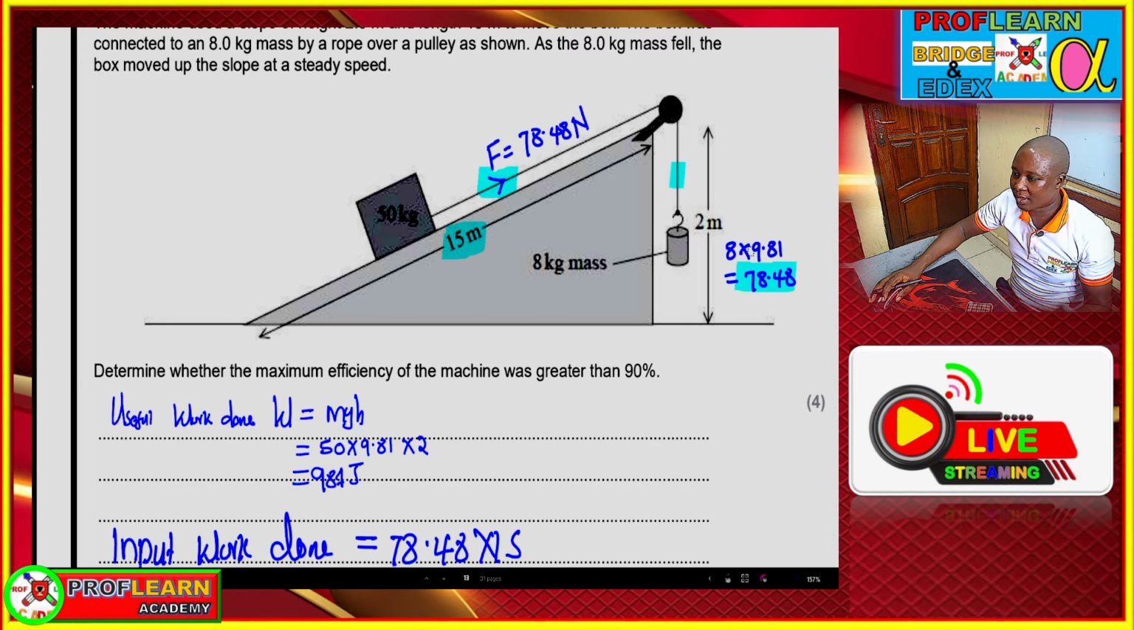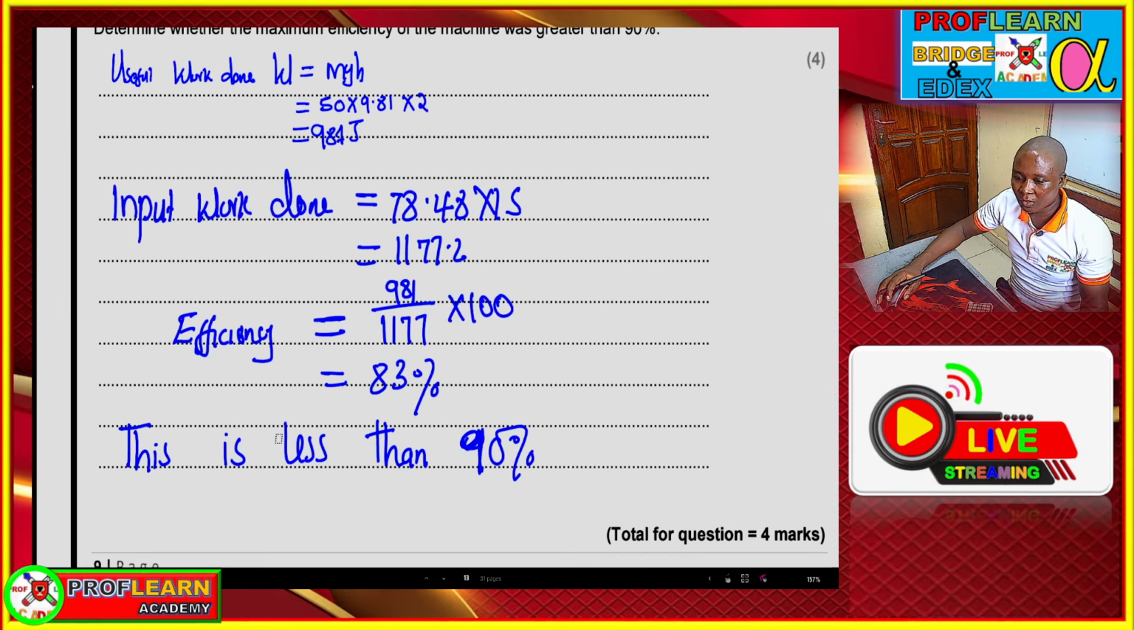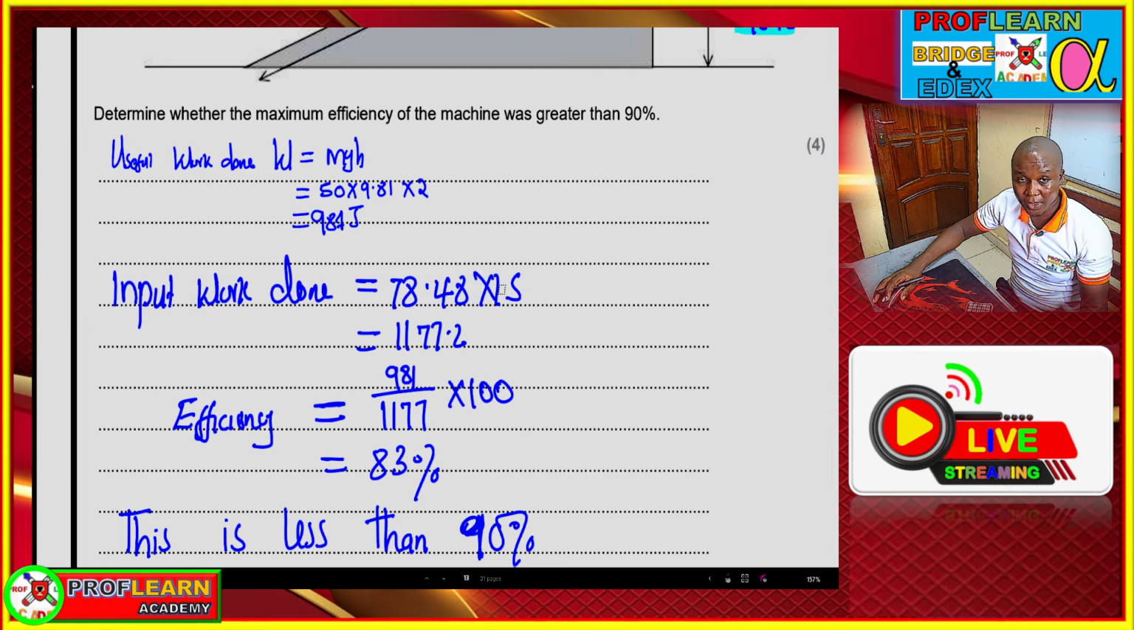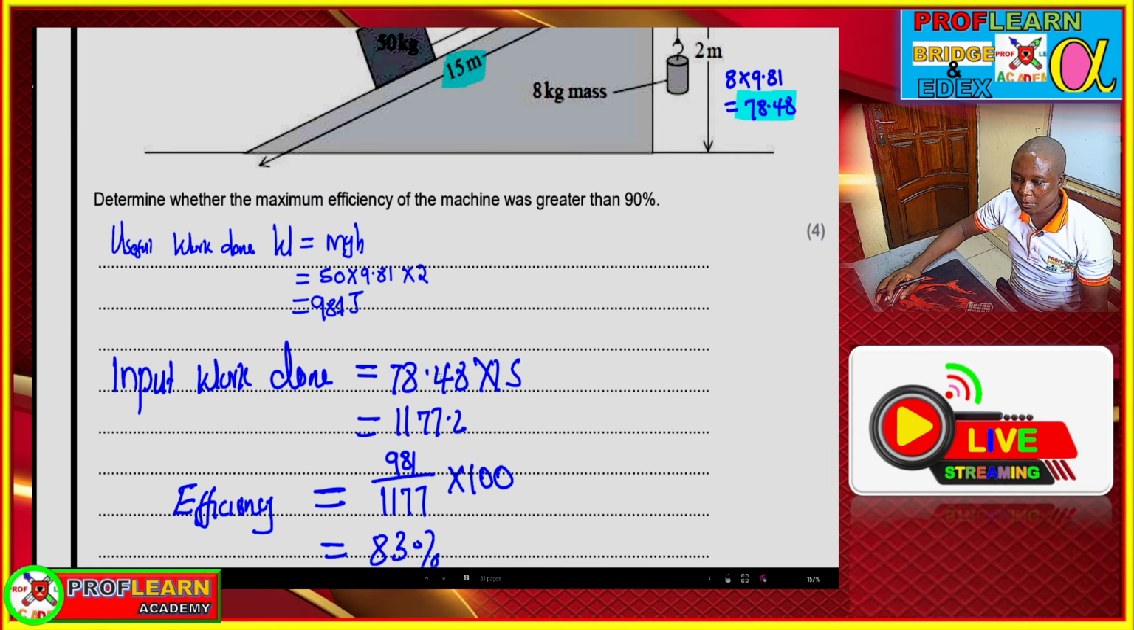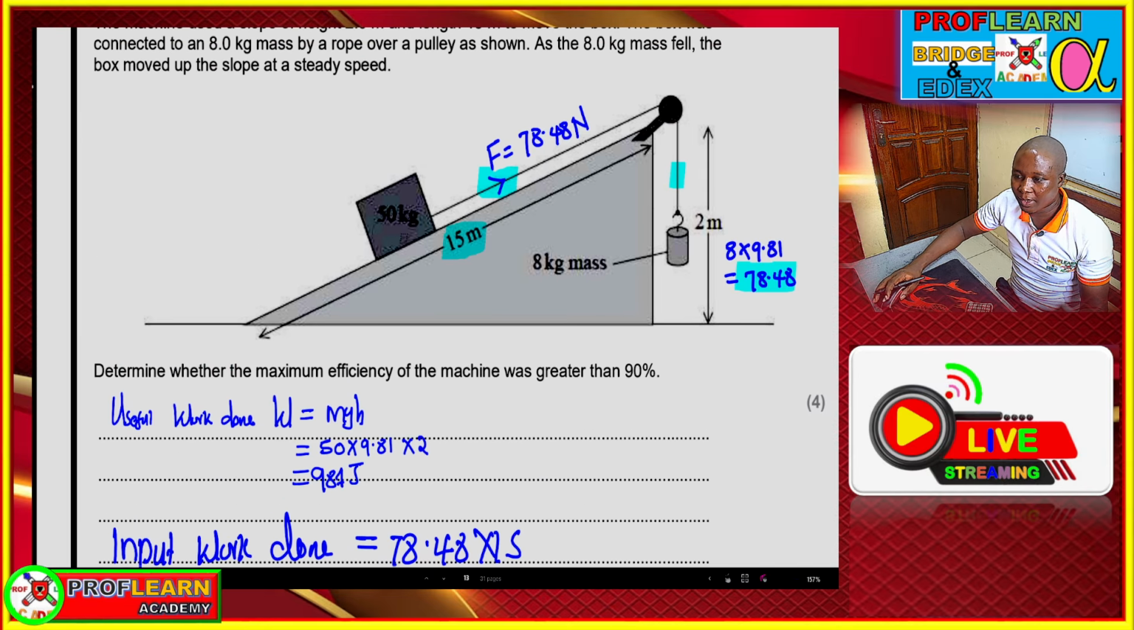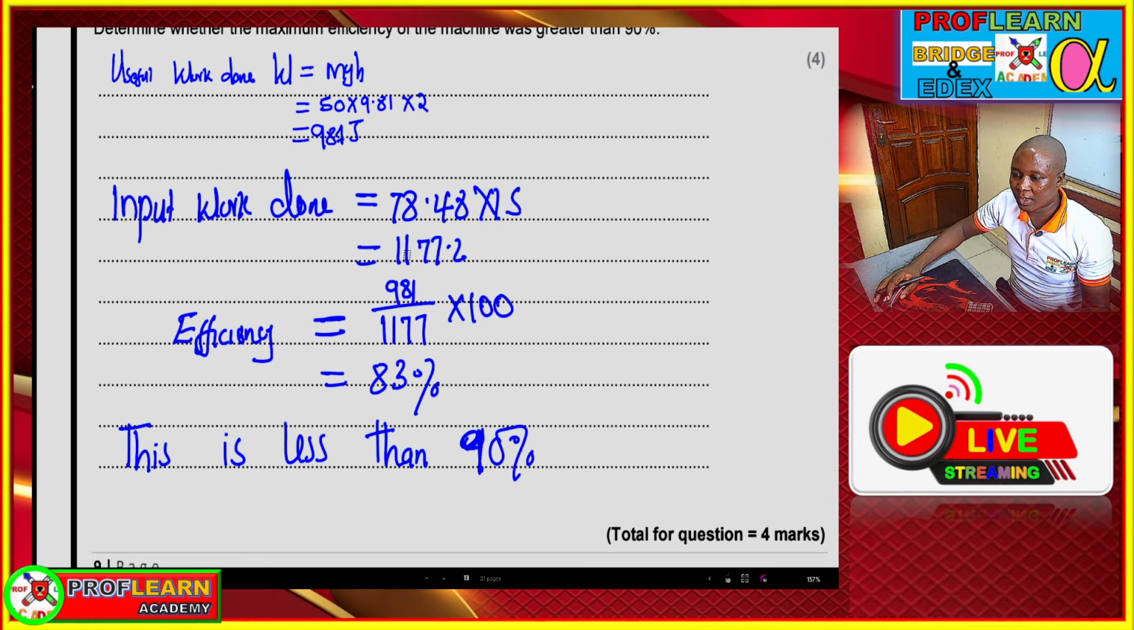That's why you can see I worked out the weight of that particular mass, and then I went ahead to use that as the force that is pulling it up the inclined plane. And you can also agree with me that the distance over which that is going to be moved is 15 meters. So a force of 78.48 is applied along the inclined plane of 15 meters. So the input work done was equivalent to 1177.2. That is the input work done.